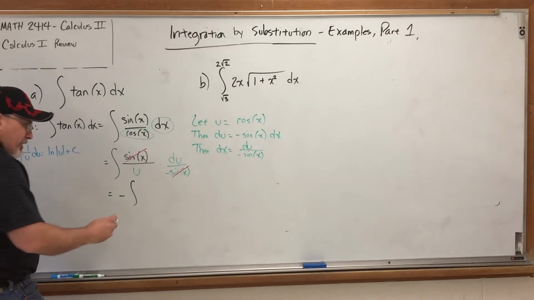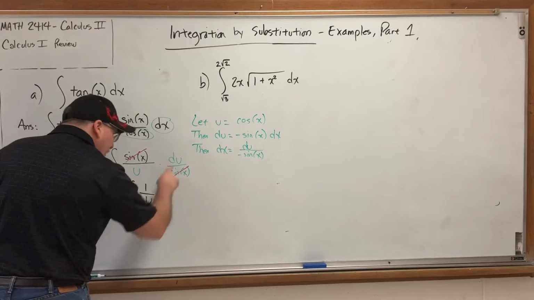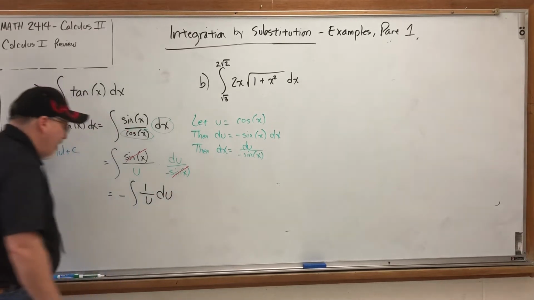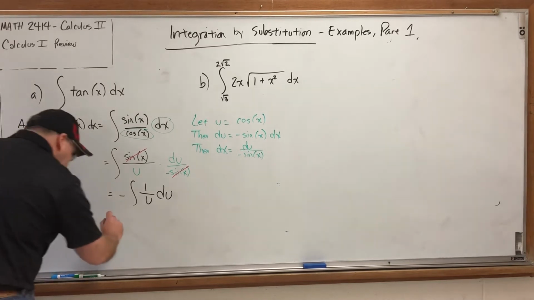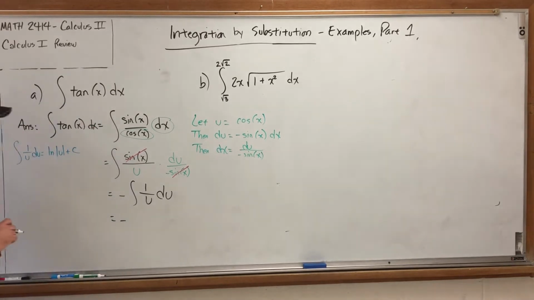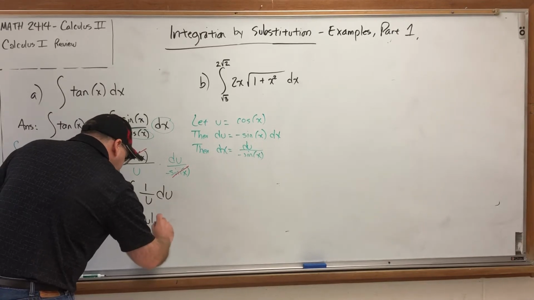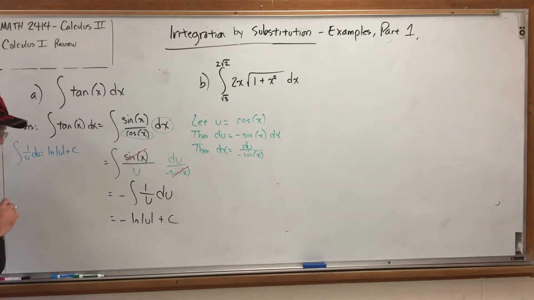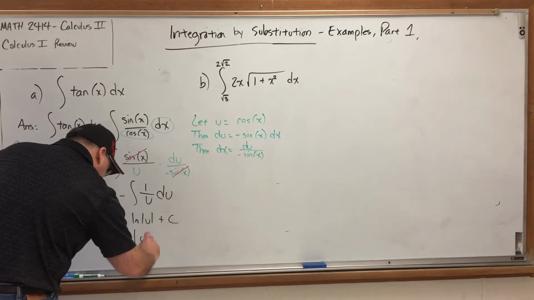Everything in the numerator canceled, leaving a 1. The only surviving denominator is the u. We have the du. And voila, we've successfully converted it to this rule. We saw the negative in front. The integral of 1 over u is the natural log of the absolute value of u. Don't forget the plus c. And then the u is holding the place for cosine of x.